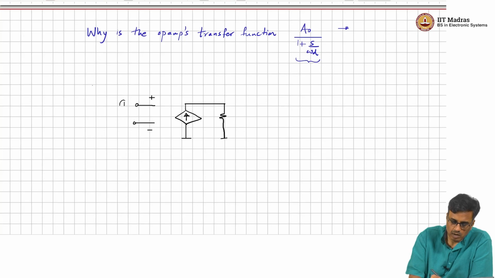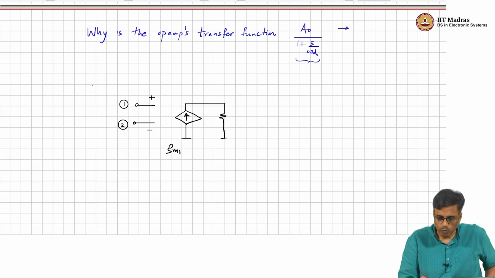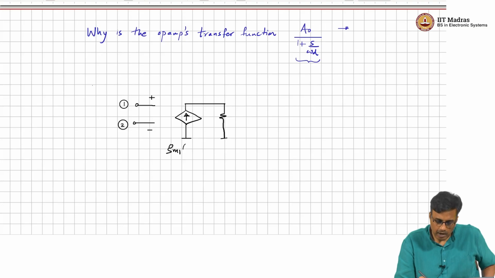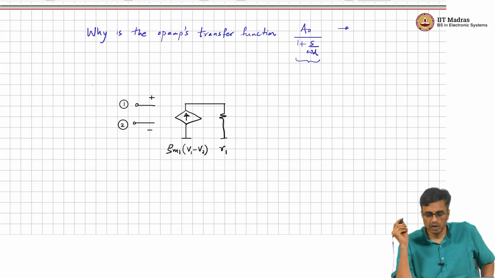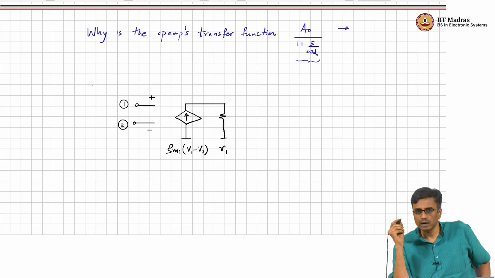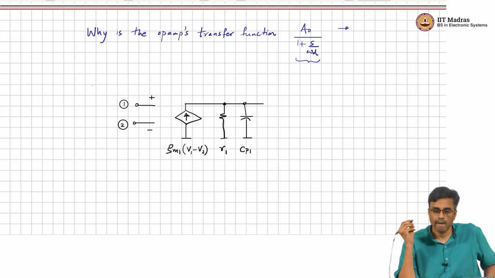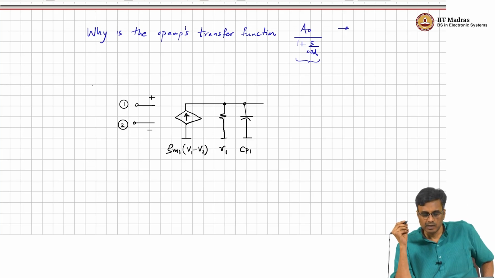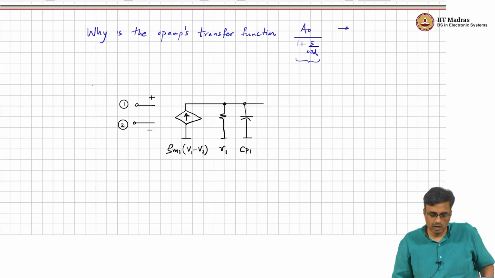So, this is voltage 1, this is voltage 2, this voltage is converted into a current, okay, and this is GM1 times V1 minus V2. It goes into a resistance R1, right. Ideally, that R1 is supposed to be infinite, and it also turns out that at the output of every gain stage there is also a parasitic capacitance CP1. Okay. So, this is, for example, the simplest possible op amp that one can think of.